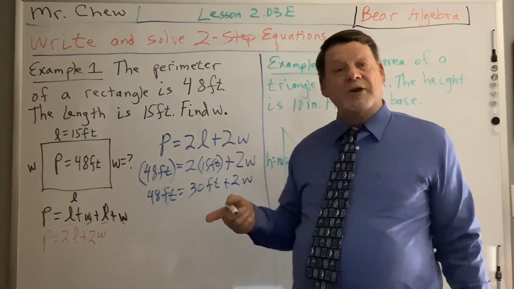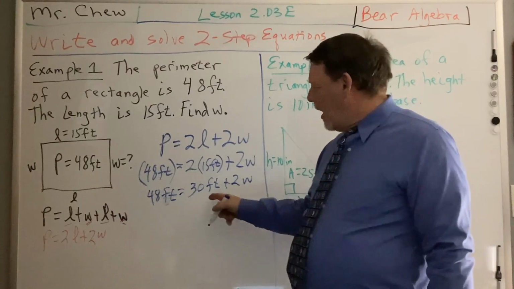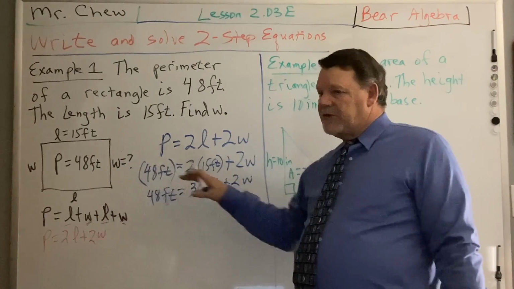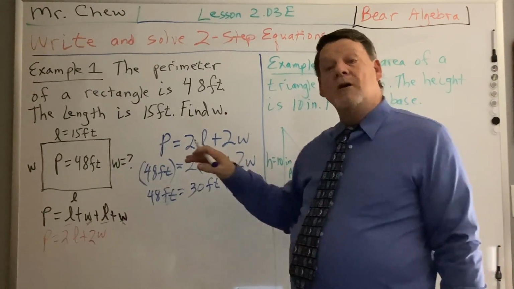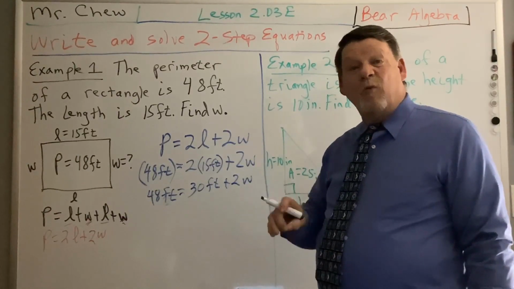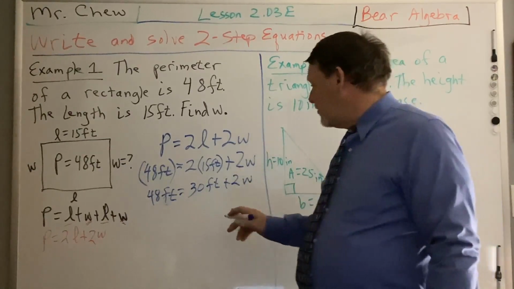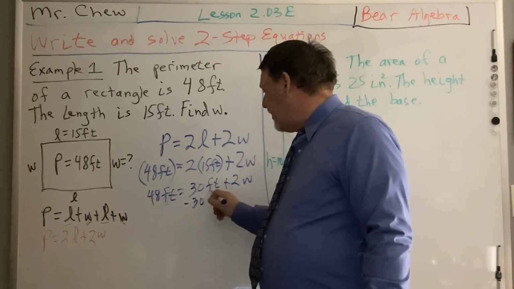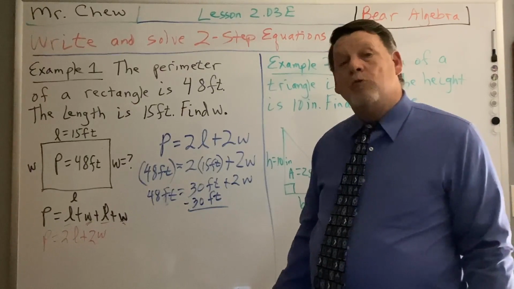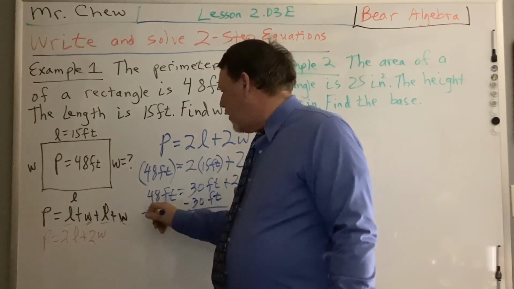This ends up being a two-step equation, which I had some other videos with two-step equations. So I need to take the 30 feet added to the 2W and move the 30 feet from the right side of the equation to the left side by using inverse operations, or the opposite of what's happening to the 30 feet. Well, the 30 feet is being added. The opposite of adding 30 feet is to subtract 30 feet. And then when in my earlier videos, I had you listing every reason. That reason is the subtraction property of equality.